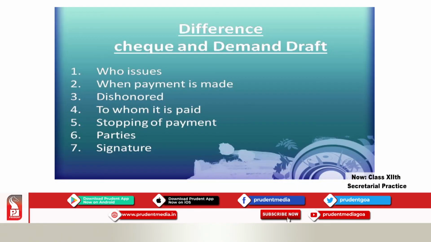Okay. Next comes the signature. On the check, the signature of the account holder is required. The signature of the drawer is required. In case of the demand draft, the signature of the bank officer is required, not the drawer. That's the difference between the check and the demand draft.